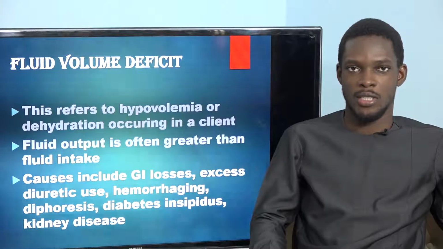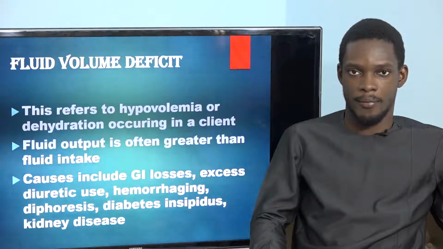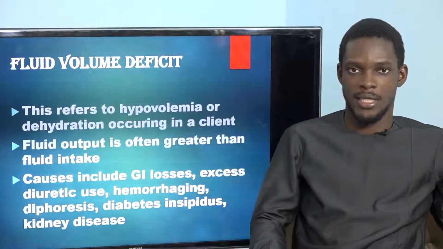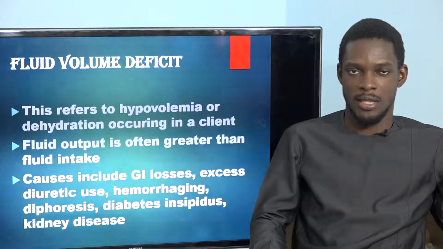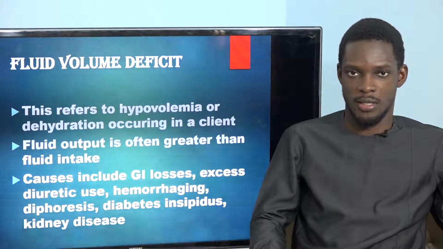Causes may include GI losses as a result of vomiting or diarrhea, excess use of diuretics, bleeding or hemorrhaging, excess diaphoresis or excessive sweating, diabetes insipidus that results in excessive urination and excessive thirst, and kidney disease that promotes uncontrolled micturition or uncontrolled urination, results in fluid volume deficits.